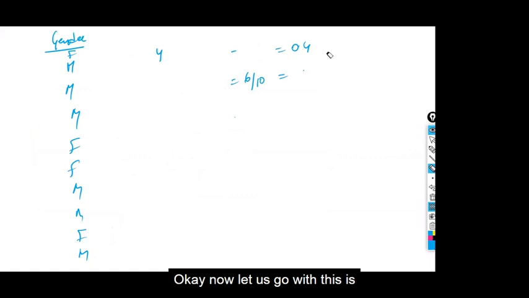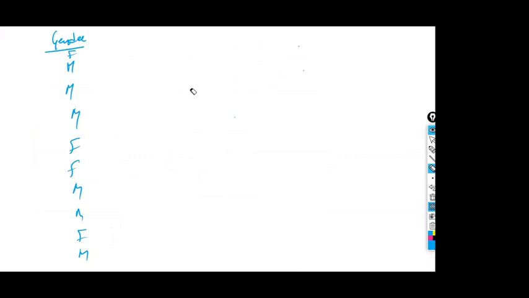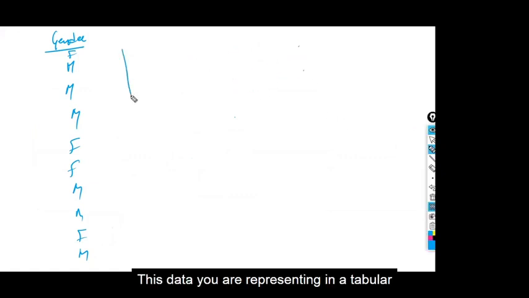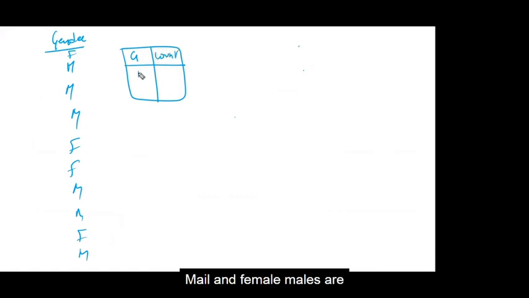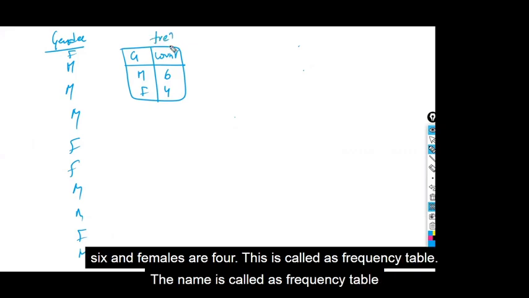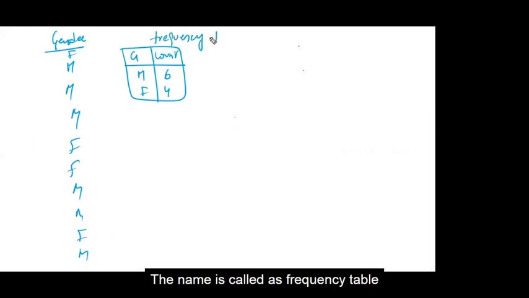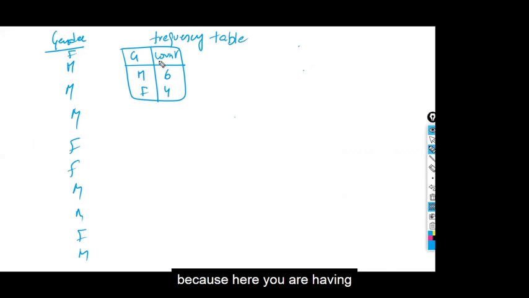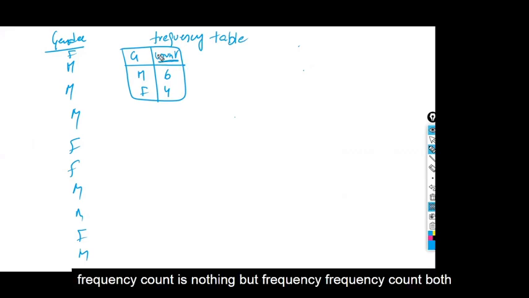Now, this is a data set. You are representing this data in a tabular format like this. This is the gender and the count. Male and female. Males are 6 and females are 4. This is called a frequency table. The name is frequency table because here you are having frequency. Count is nothing but frequency.